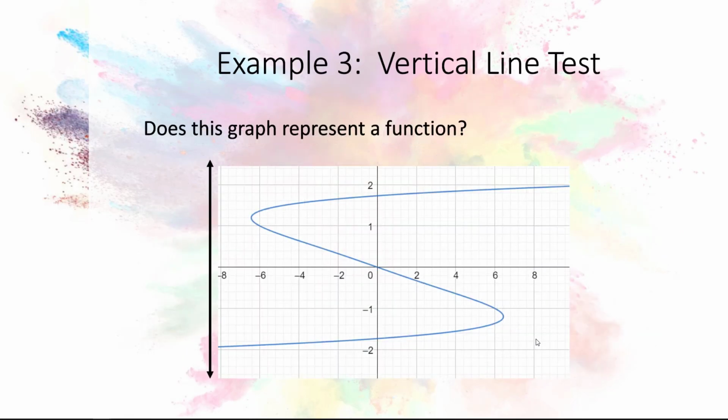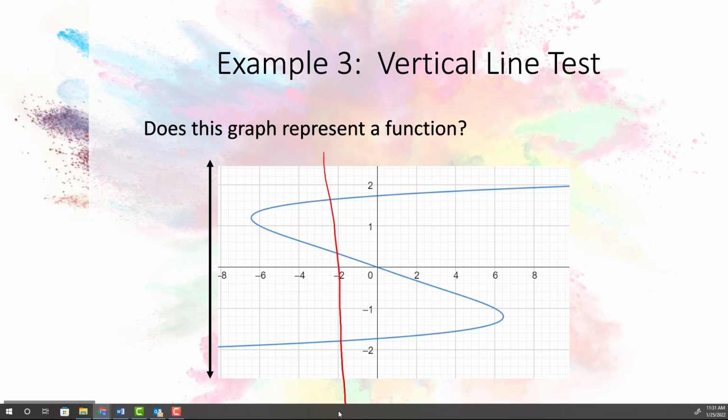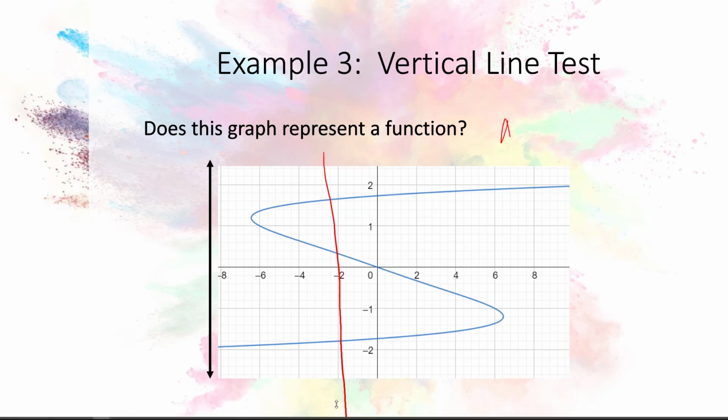And of course, we can have a few examples here. Does this graph represent a function? The answer is no. I can draw a vertical line right here. Well, sort of a vertical line, sorry about that. And as you can see, it passes through 1, 2, 3 points, not a function. So the answer here would be no.